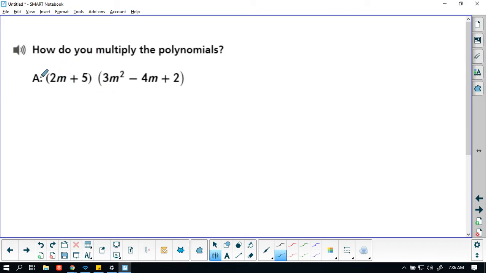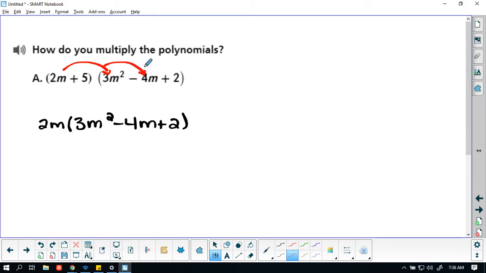And so what I'm going to do is break apart this first factor and put it into two different pieces. I'm going to do the 2m times 3m squared minus 4m plus 2, because if I were to look at this, I'm going to be multiplying this 2m to each one of these anyways. Then I'm going to add the 5 and do 3m squared minus 4m plus 2. So again, we just broke apart this first piece to use the distributive property for the second part.